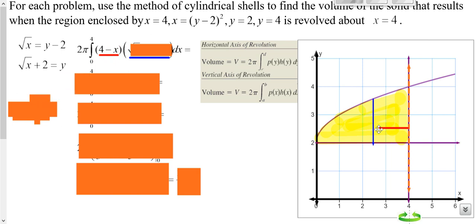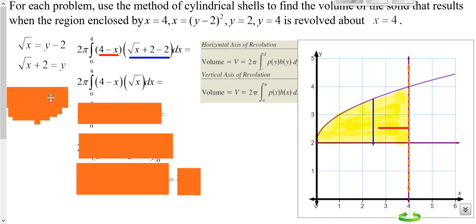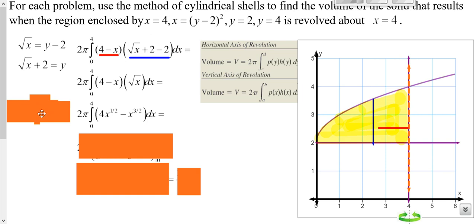Now your height has to be perpendicular to that, and it's going to go top minus bottom, or big minus small. The big is your parabola, which we have right here, minus what's on the bottom, which is 2. So it's our parabola with a minus 2. Well, in this case, the 2's in the parentheses drop, and we have this. Then we can distribute through our x to the 1/2, and we would get this.